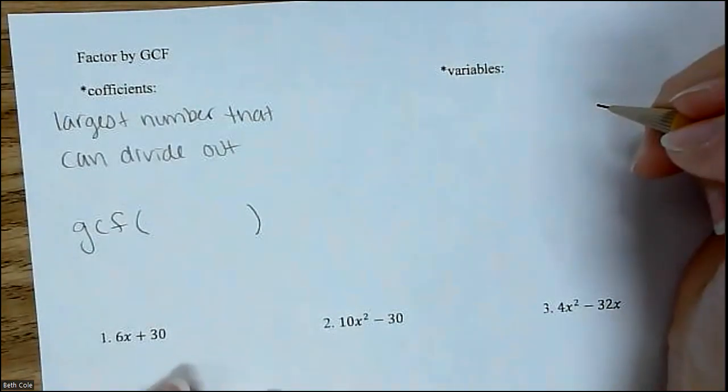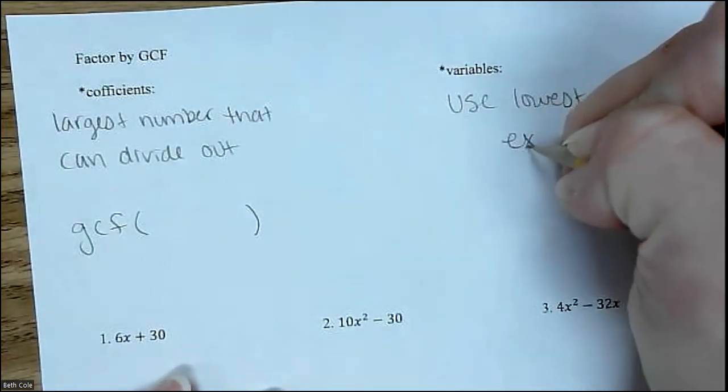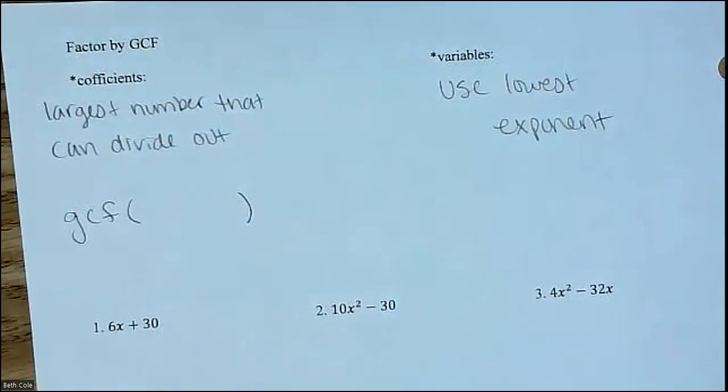Now for the variables. Now this is the part the calculator won't do. You're going to use the lowest exponent. And I know you're like, Ms. Cole, why is it the lowest? It's called greatest common factor. Again, what's the most important word out of greatest common factor? Because it's not greatest. Common. They have to have it in common. So it's going to be the lowest exponent.